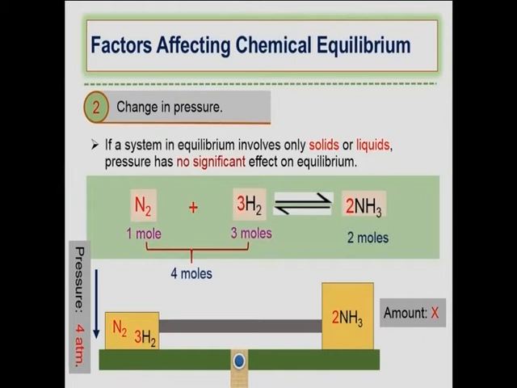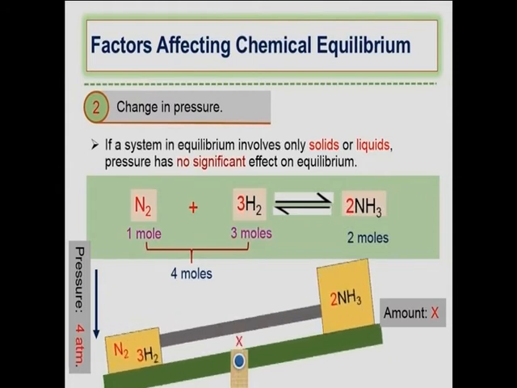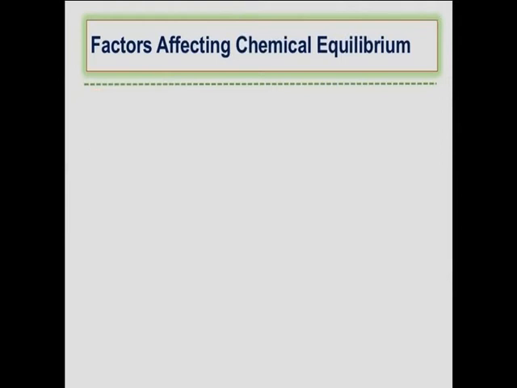Now the system is stressed. The system at equilibrium is disturbed. The system will overcome the stress by producing some more ammonia, and the amount of ammonia that we have produced will be double of what we had before, because we have increased the pressure by double. And the next factor that we have is temperature.